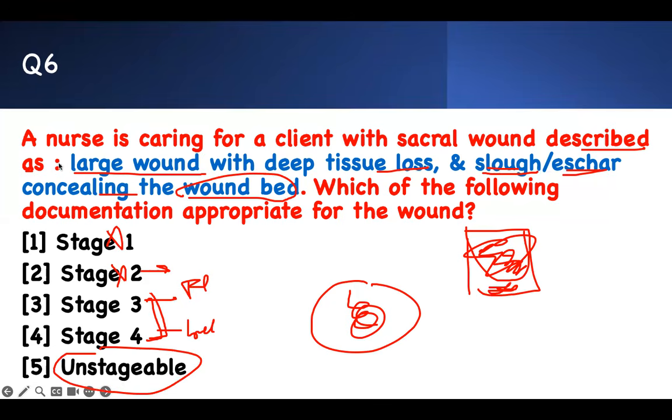That is the key word, concealing. That's the buzzword. I keep on saying buzzword. If you pay attention, you see that questions are straightforward. You can pinpoint what is going on, break the question into two. You know, concealing means unstageable. We won't be able to stage because we can't figure out what is going on. So this is an unstageable wound.